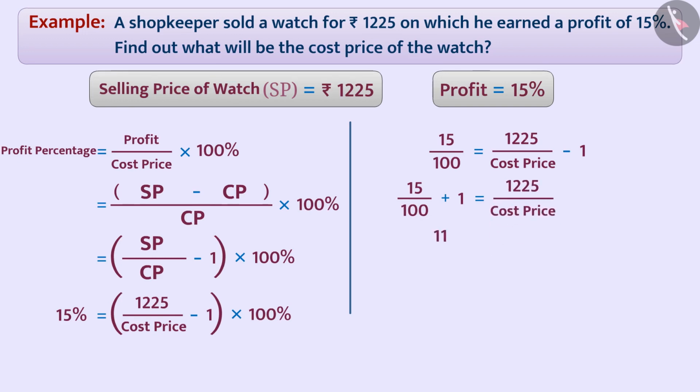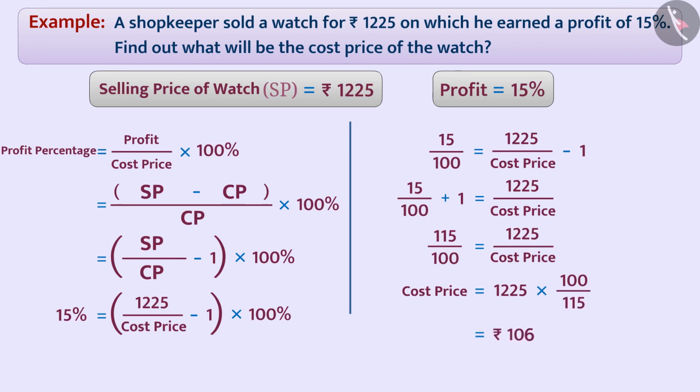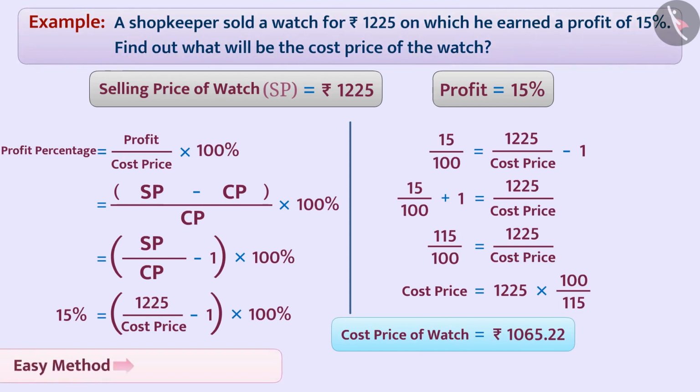That is, 115 divided by 100 is equal to 1225 divided by cost price. In this way, the cost price is equal to 1225 multiplied by 100 divided by 115. That is, the cost price is equal to 1065.22 rupees. Therefore, the cost price of the watch is 1065.22 rupees. You can solve this question with another easy method, which is called the unitary method, which we will see in the next video.